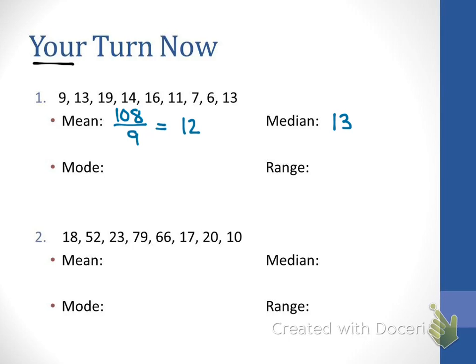And what about your mode? 13. And what about your range? 13. Because did you show 19 minus 6 is 13? I want you to show what you're subtracting by. All right, so make sure you show that.